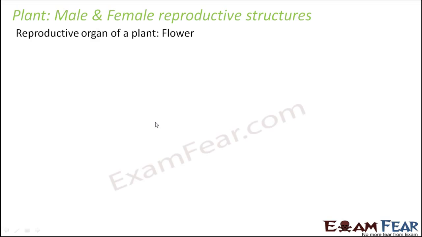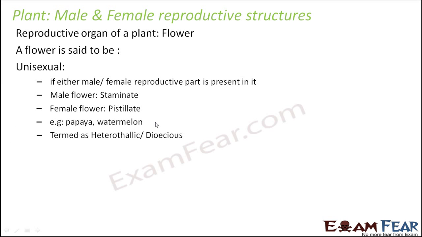When we talk about plants, we all know that the reproductive organ of a plant is the flower, right? The flower in a plant can be of different types based on the male and female reproductive structures. A flower is said to be unisexual if either a male or female reproductive part is present in it. The word uni means one. That means it is expected that either of the sexes will be present. Either the male reproductive part will be present or the female reproductive part will be present.